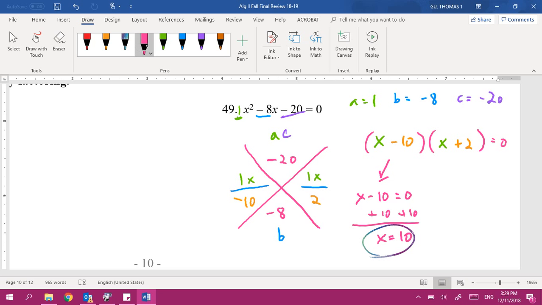And then for the other factor, we set x plus 2 equal to 0, subtract 2 from both sides, and x equals -2. So my two answers are x equals 10 and x equals -2.